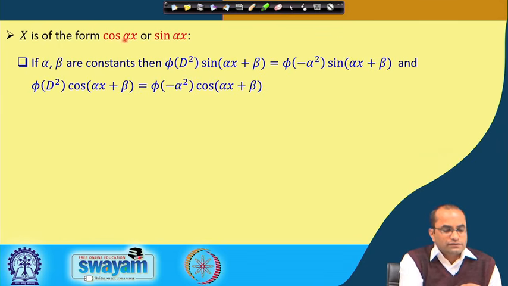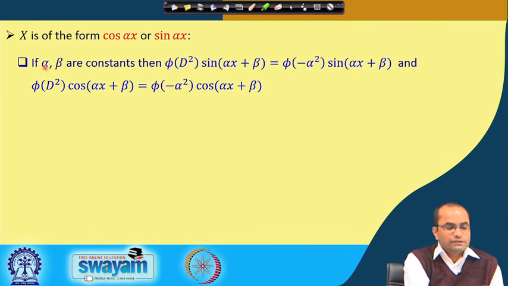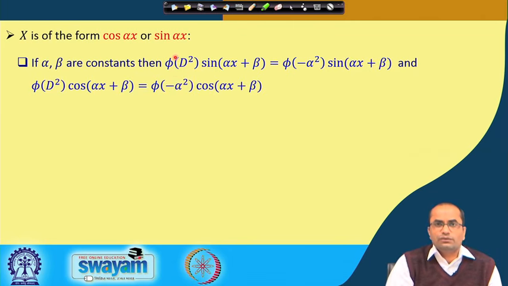To derive this result, we first look at a small result: if alpha and beta are constants, then consider phi of D square, a function of the operator D square. If it is not given in terms of D square in our differential equation, we will try to rewrite it as a function of D square.